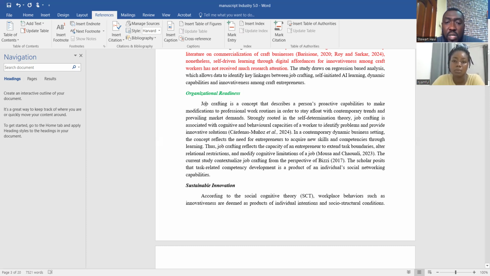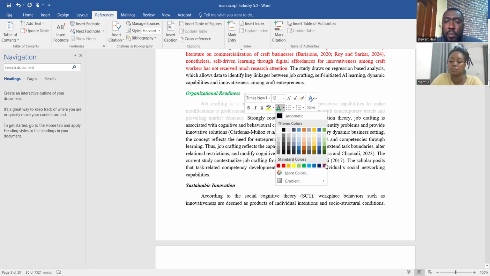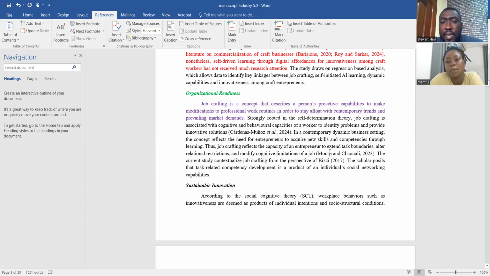Now, look at the first sentence. I'm going to highlight it. It says that job crafting is a concept that describes a person's proactive capabilities to make modifications to professional work routines in order to stay afloat with contemporary trends and prevailing market demands.